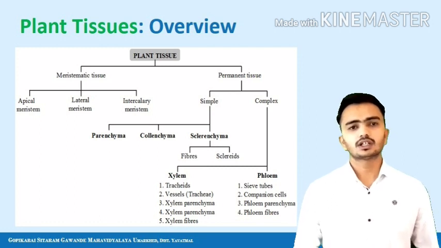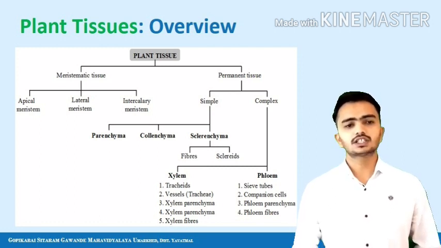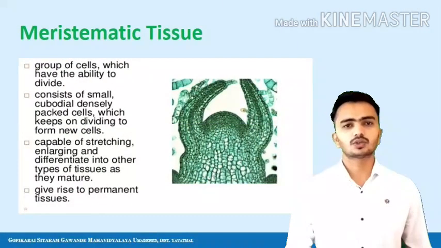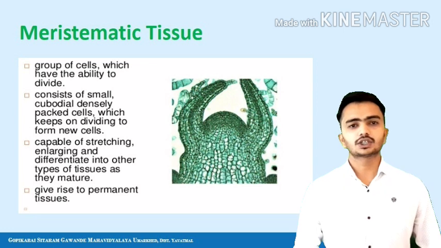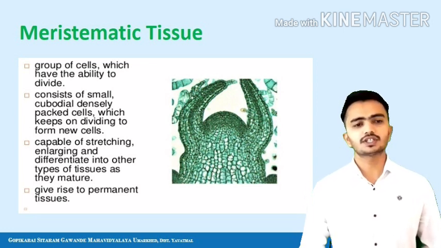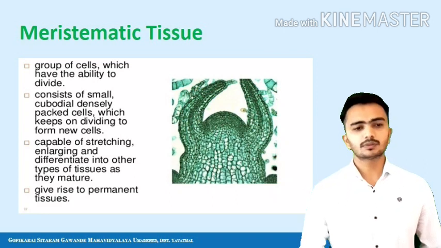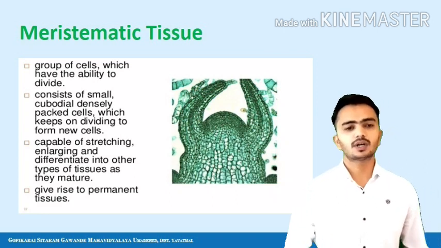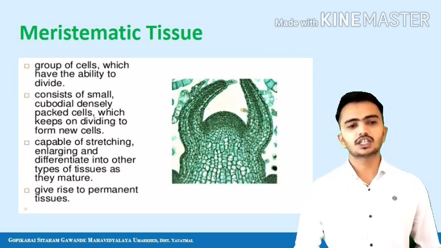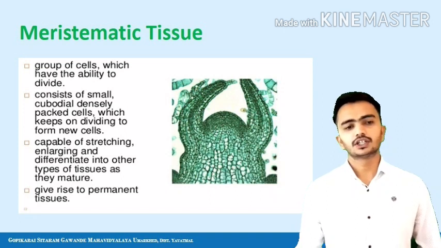Then we will see it one by one. Firstly we will see the meristematic tissue. So what is meristematic tissue? As I told you already, meristematic tissue is a kind of tissue which is in a continuous state of cell division. So this is a group of cells which have the ability to divide and redivide. And these meristematic tissues consist of small cuboidal densely packed cells which keep on dividing to form new cells.